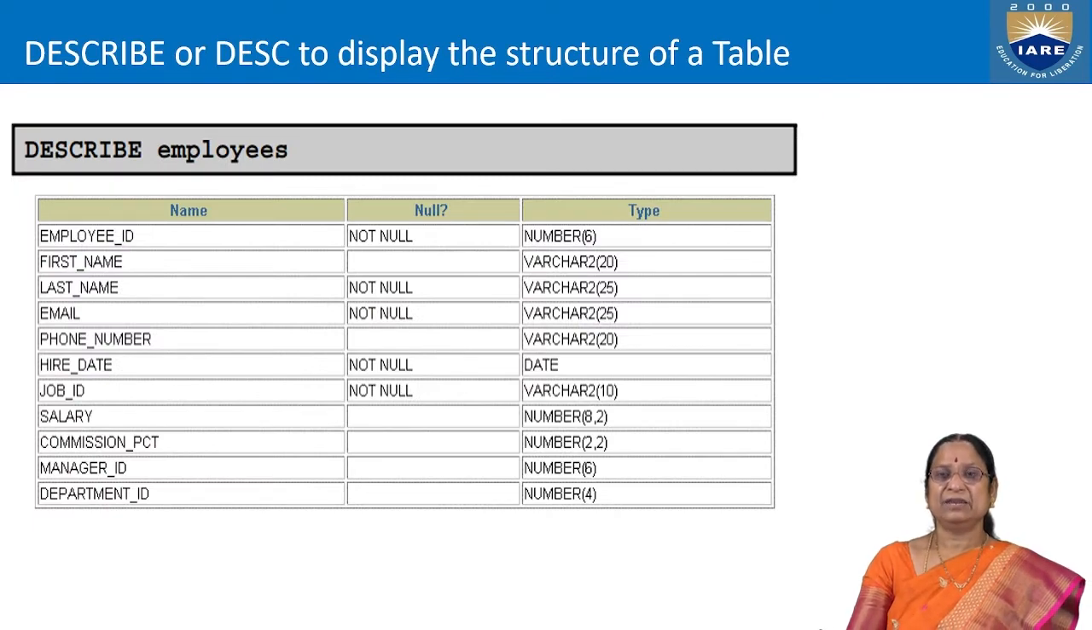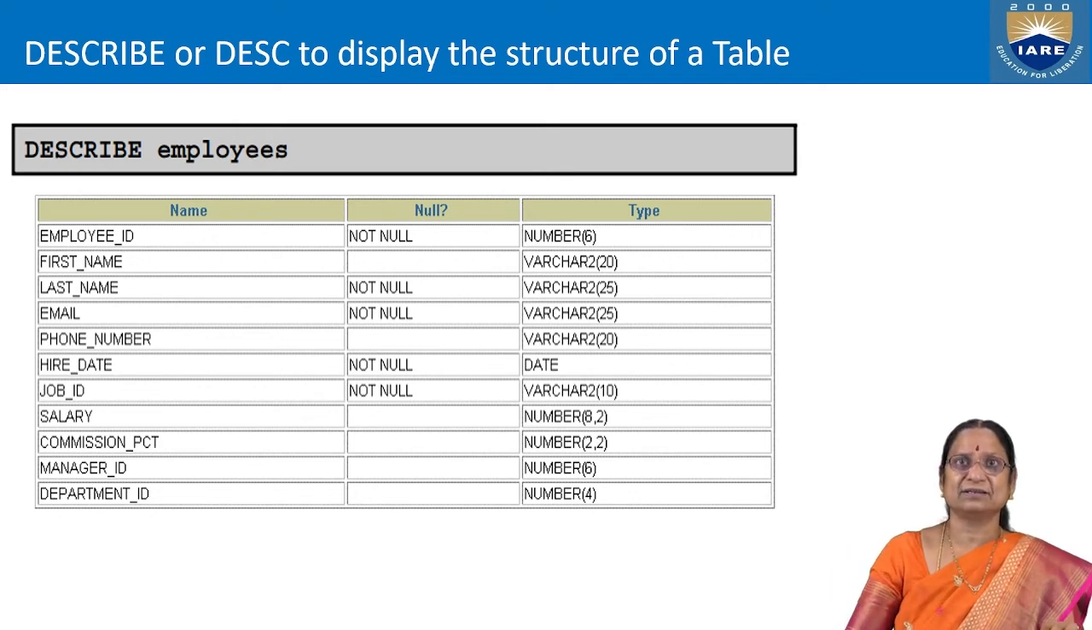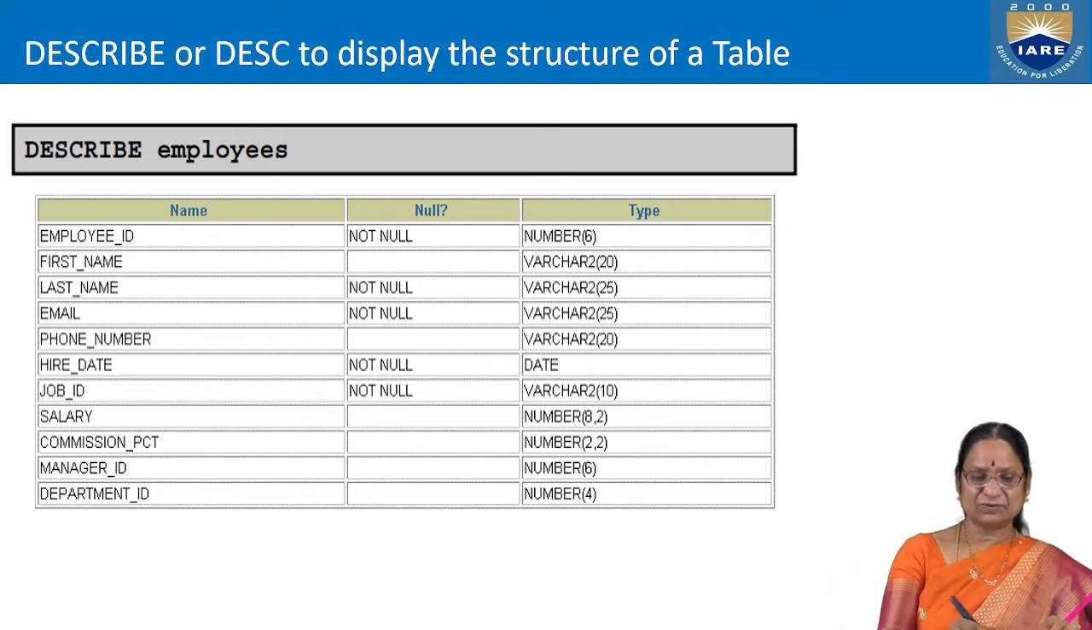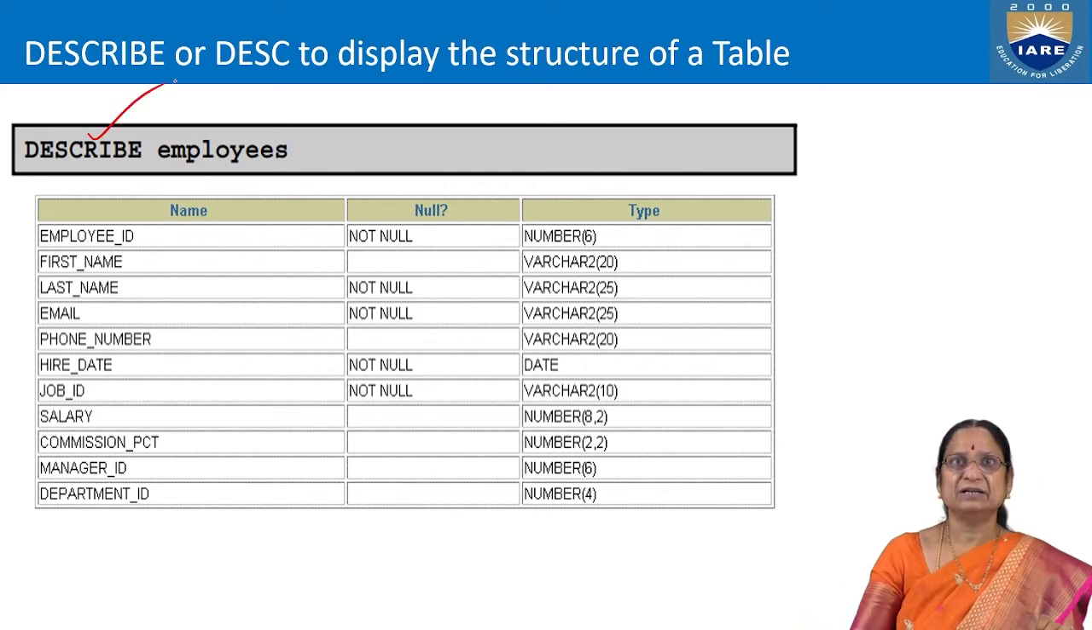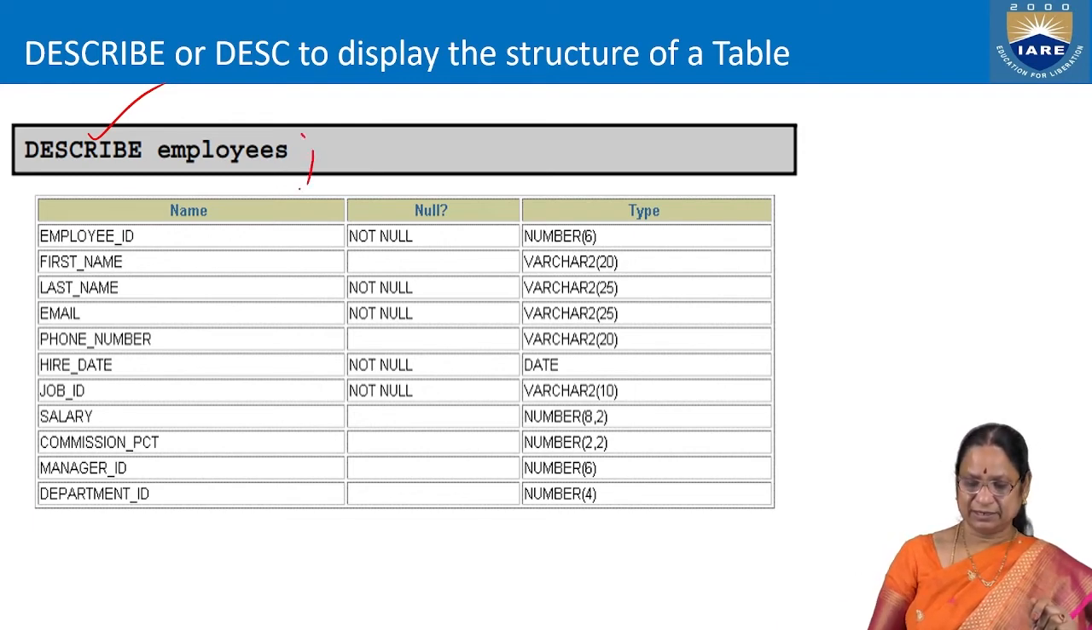Right? The table data can be displayed by using SELECT star FROM table name, just as we have done. But I don't want data. Data means I don't want any tuples. I want only the structure, that is, what attributes are there, what the data types are, and what the constraints are. For that purpose we will use DESCRIBE. DESCRIBE or DESC, both are one and the same.